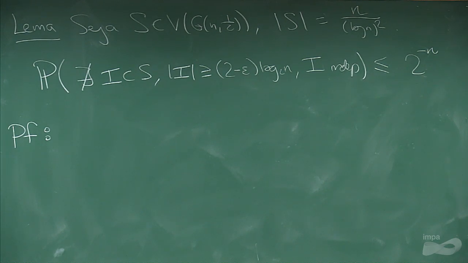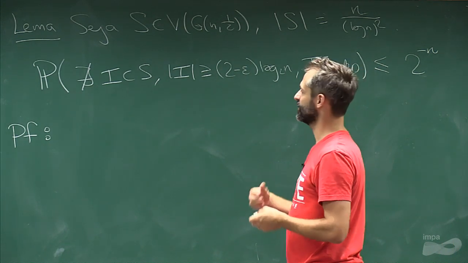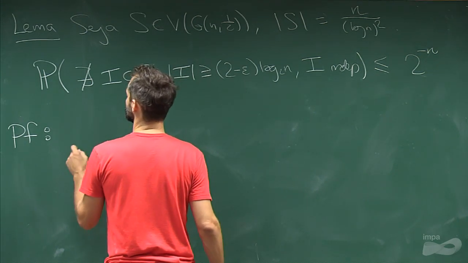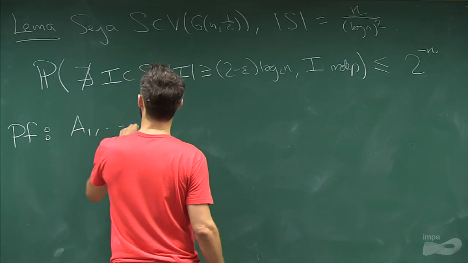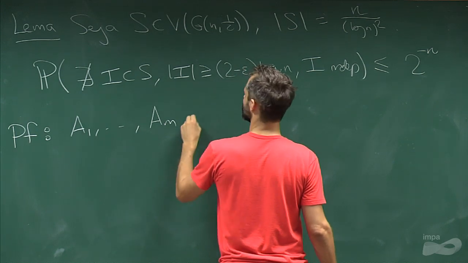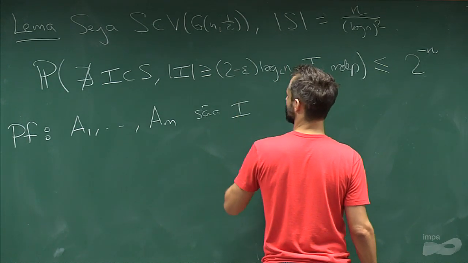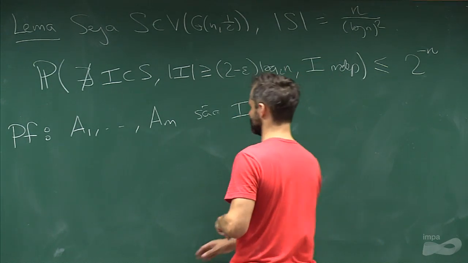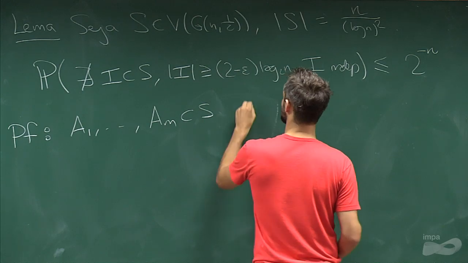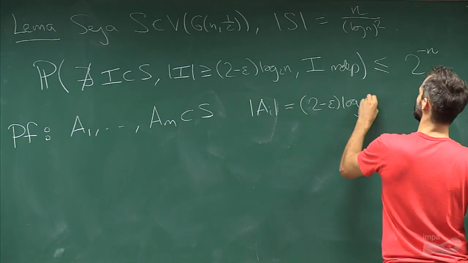Now let's use Janson. Right? Now we're in the right setting. So what are our sets A? They're the I's, right? Exactly. A1 up to AM, subsets of S, where the size of Ai is (2 minus epsilon) log to the base 2 of n.